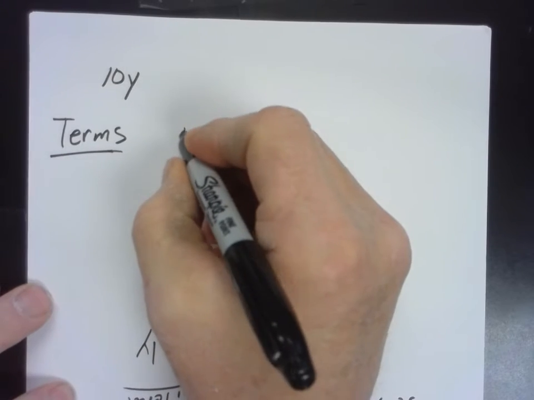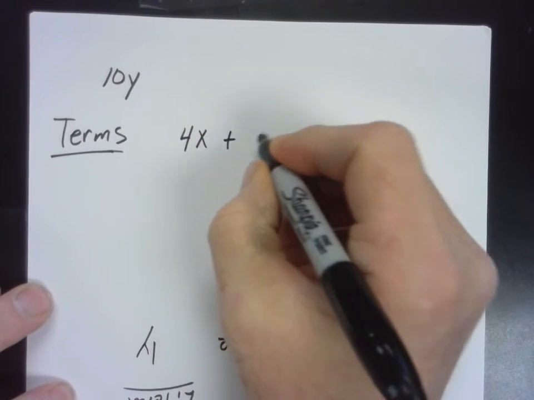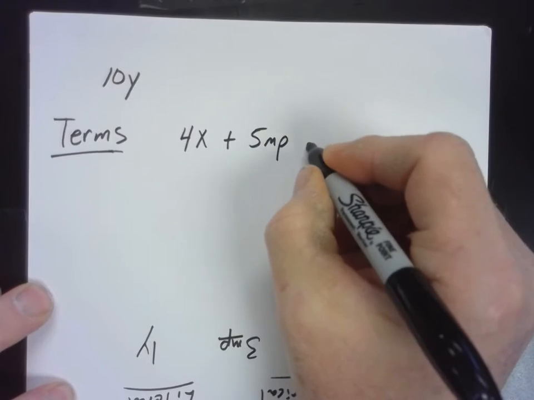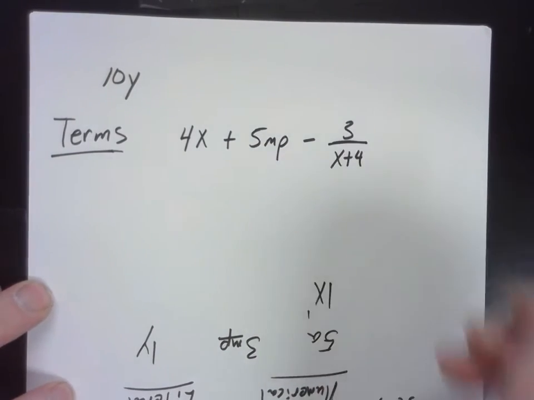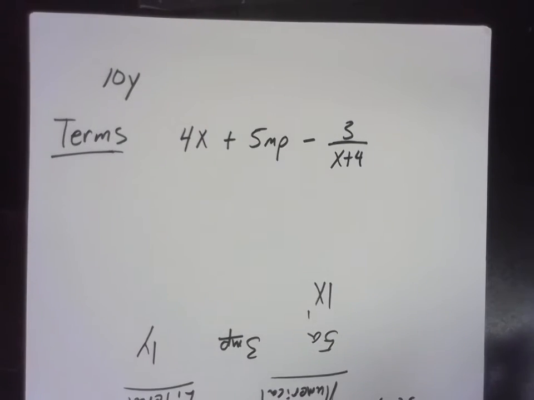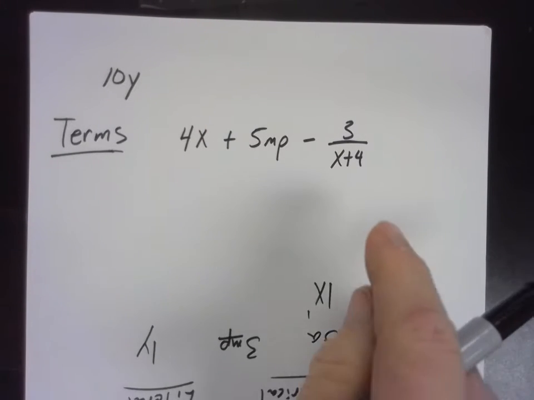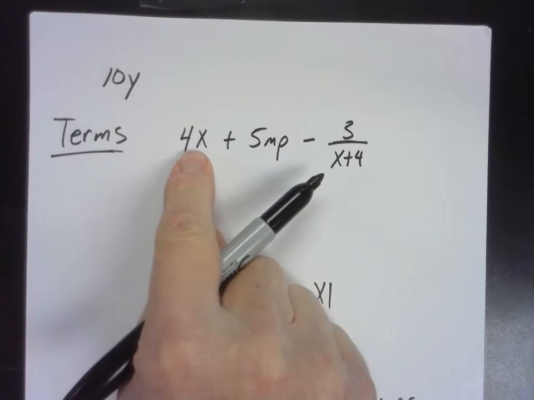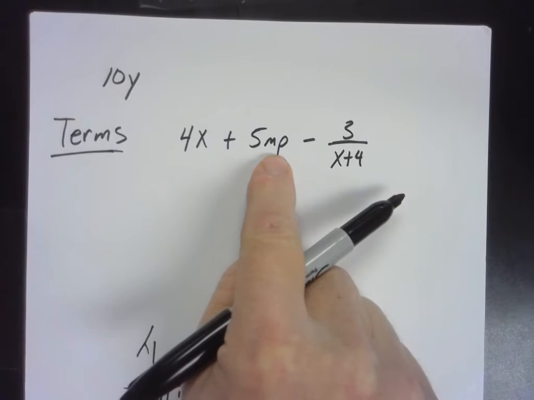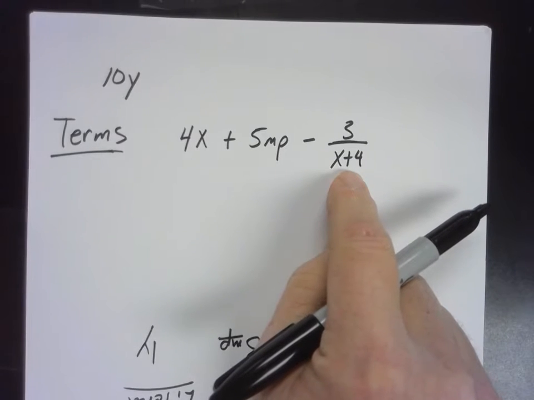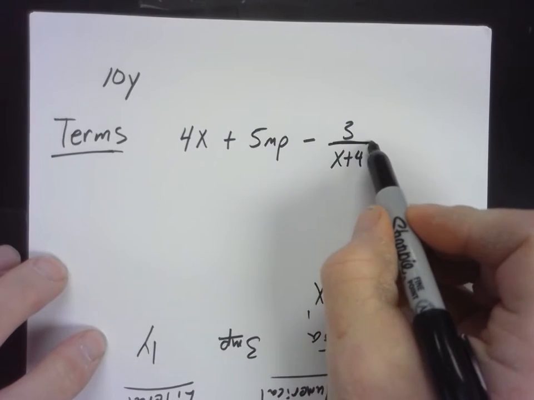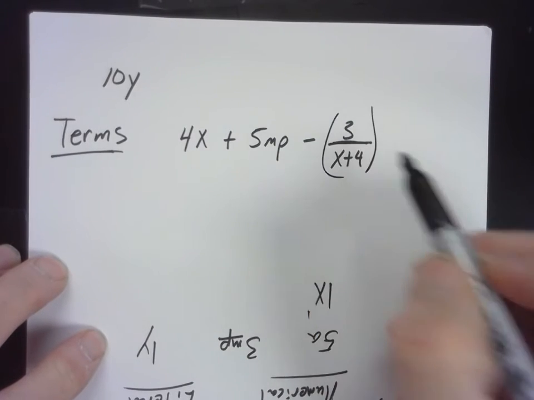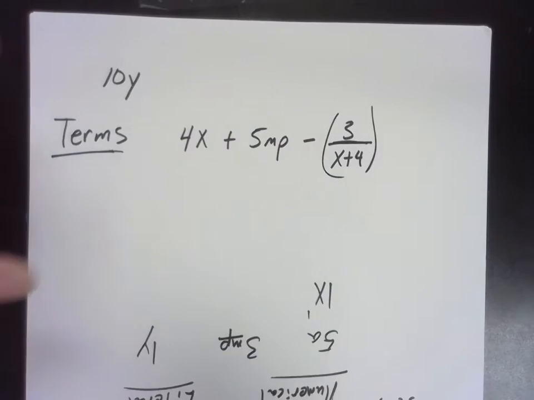So I'm going to write something here: 4x plus 5mp subtract 3 over x plus 4. There are 3 terms here. Can you all see the first term? 4x. What's the second term? 5mp. What is the third term? Can we say negative 3 over x plus 4? So this fraction line right here holds that together as like it's one term. Now here's what's really important.